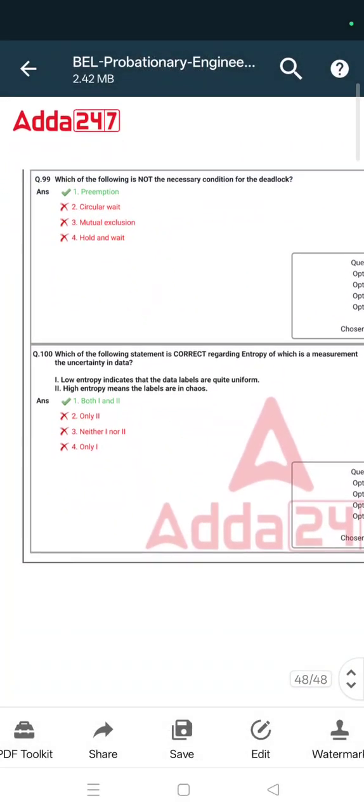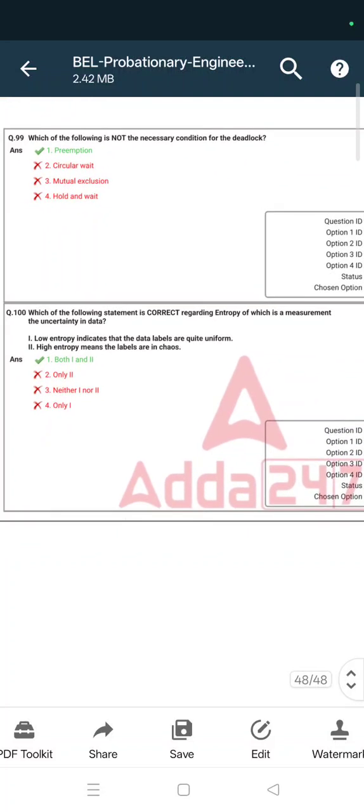Question number 91. Which of the following statements is correct regarding entropy, which is a measurement of uncertainty in data? Low entropy indicates that the data labels are quite uniform. High entropy means the labels are in chaos. Both 1 and 2 are correct.